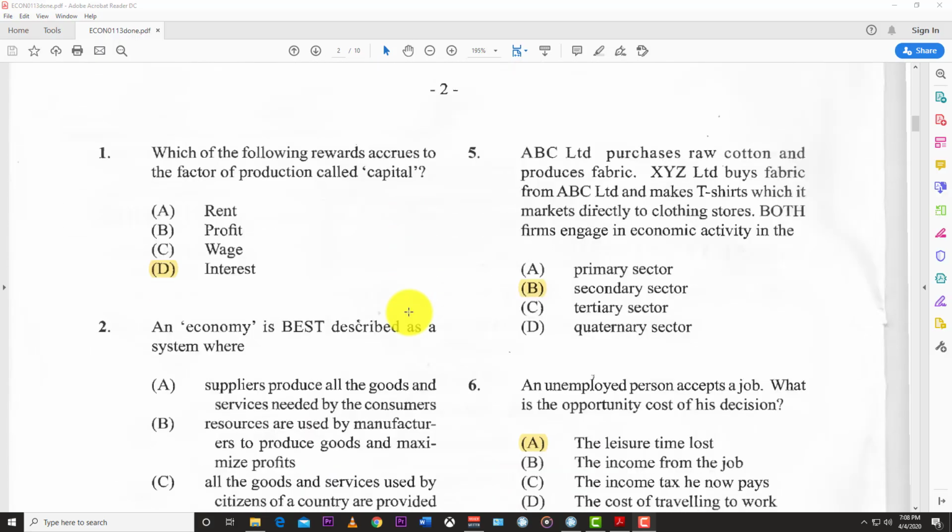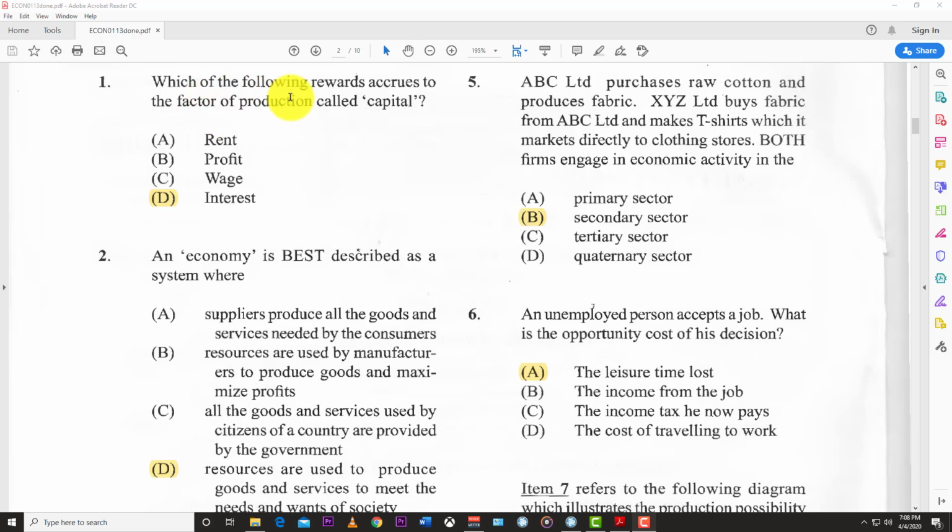Economics paper 1. Number 1, which of the following rewards accrues to a factor of production capital? And the answer here is D, interest. All right, rent comes from land, profit from entrepreneurship, and wages from labor. So the one for capital would be interest.